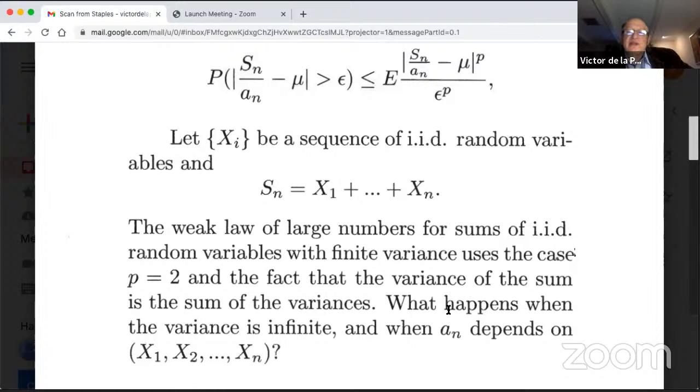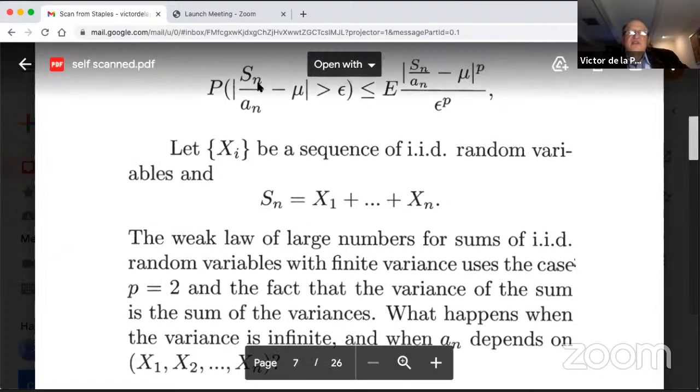Now, what happens when the variance is infinite? So what type of result can you obtain? If we want to prove a limit theorem for situations where the variance is infinite, we will need to deal with the case where this expectation might be infinite.